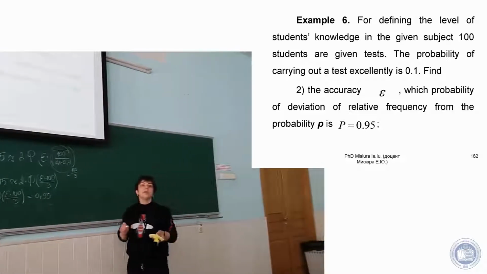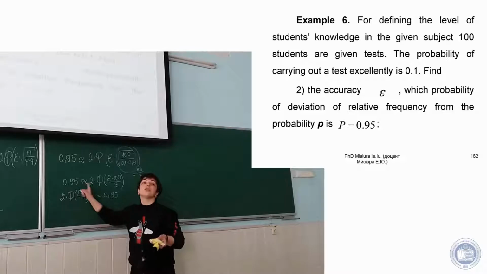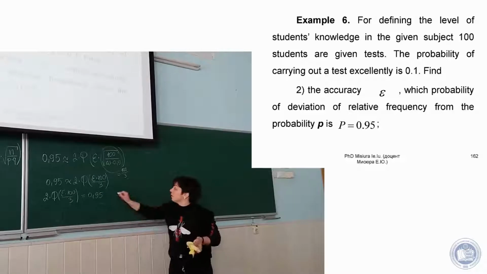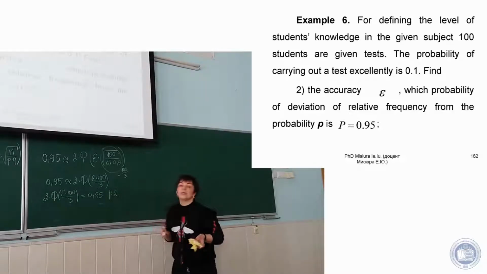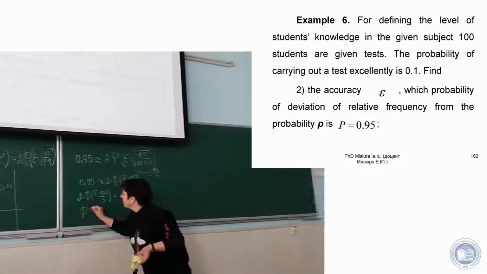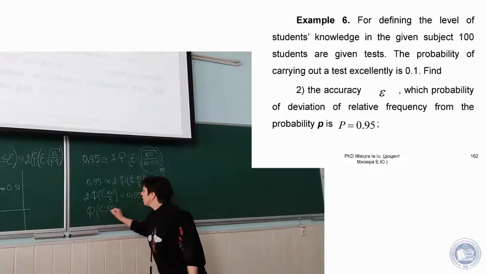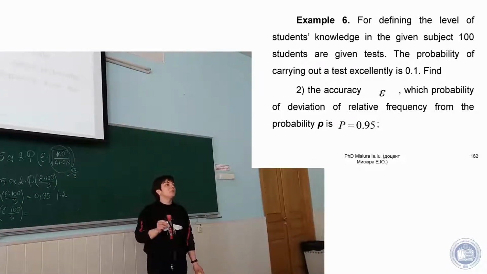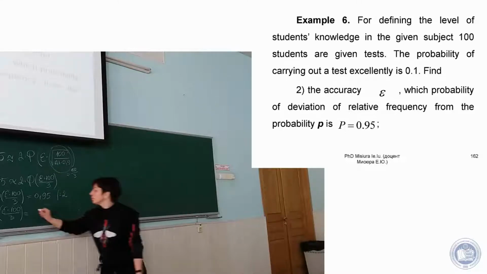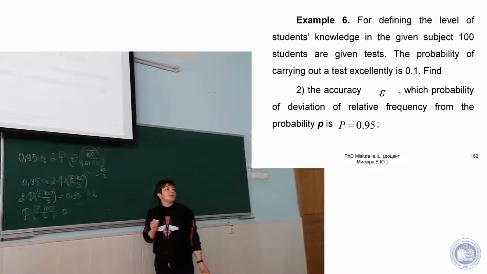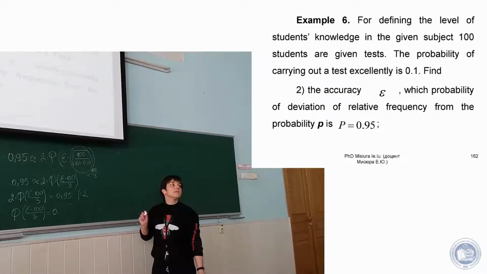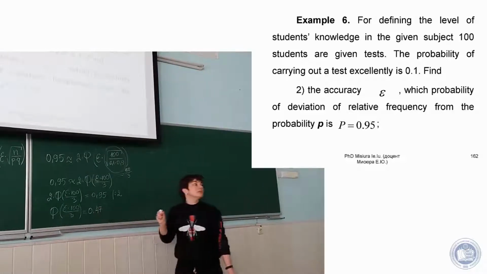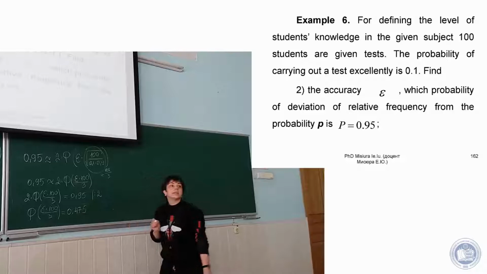Yes. Students, if you have 2 times an unknown, how to find this unknown without coefficient 2? Let's divide by 2. Phi of epsilon times 100 divided by 3 equals, students, 0.95 divided by 2, which equals 0.475.